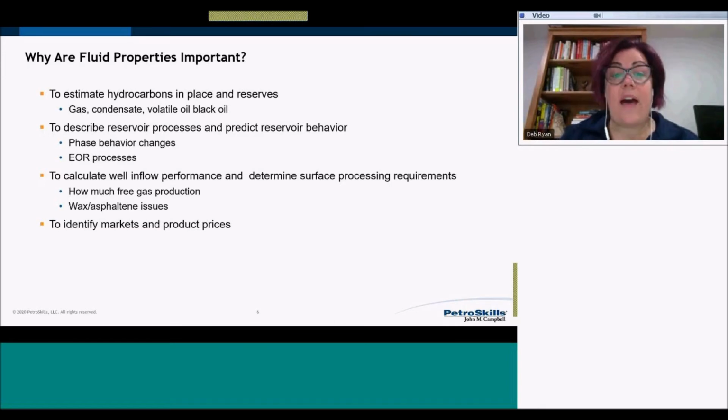The other aspect of our fluids that is really important is that, at the end of the day, we're trying to sell these products. And so we need to be able to characterize what that's going to look like, because different products will get different pricing depending on what kind of processing is needed or whether there are any impurities in our gases and our oils. So it's really important for the marketing team within our companies to understand what kind of price we can get for the final sales product.